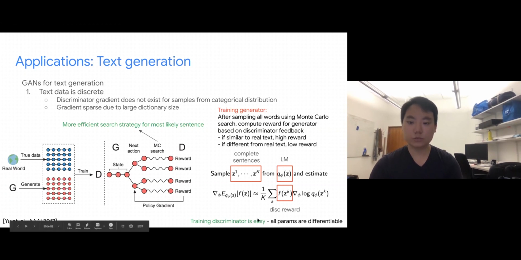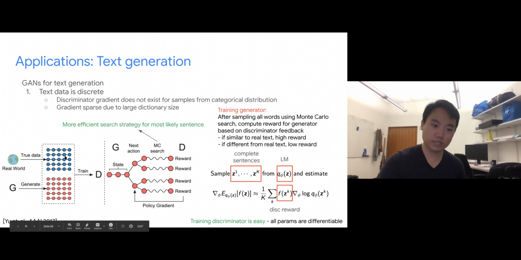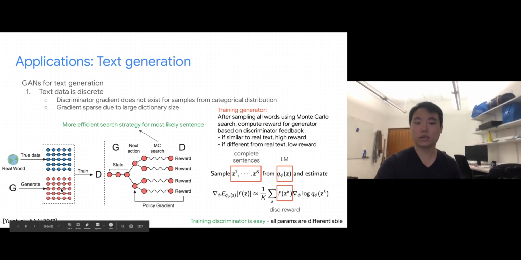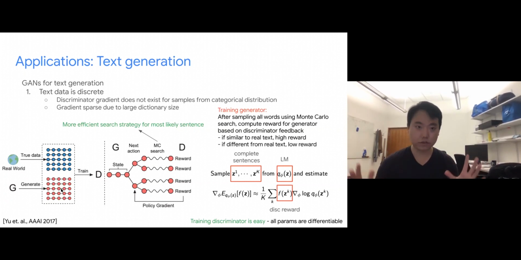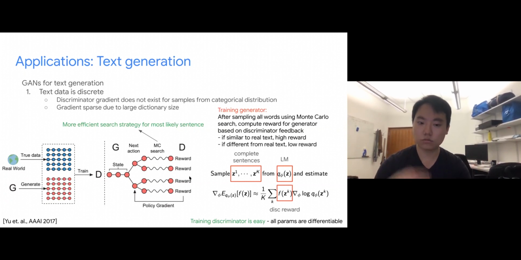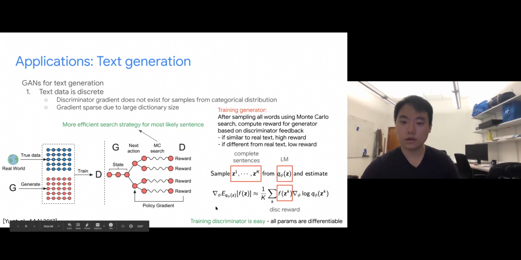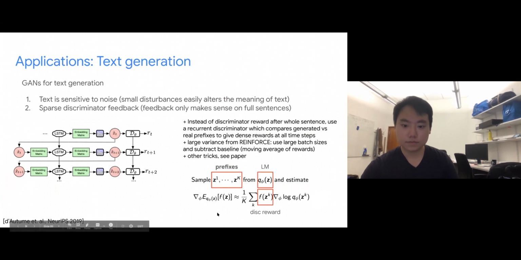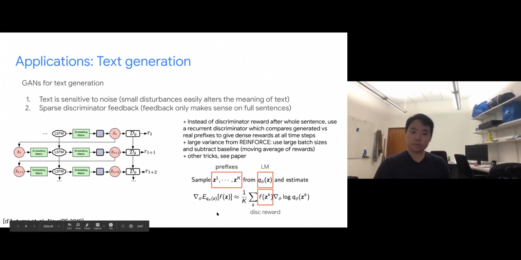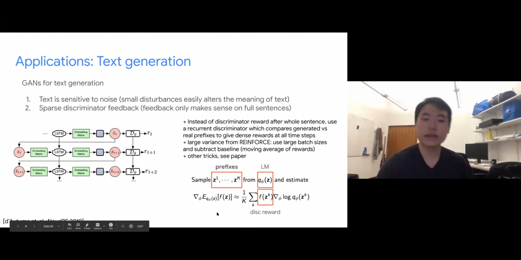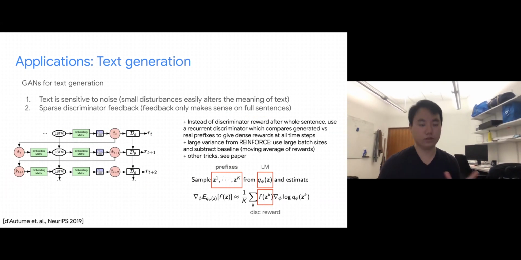And of course, training a discriminator is easy, right? The discriminator takes in real data and fake data. It will just train a classifier. Everything is differentiable. It's easy. There's no stochastic optimization going on. And of course, that was in 2017, and subsequently people have proposed better methods to do this.